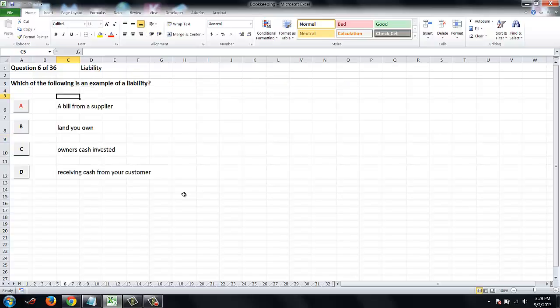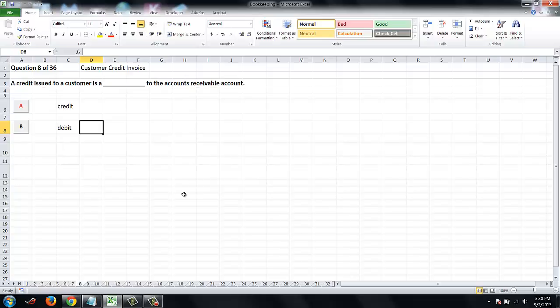Question 6. Which of the following is an example of a liability? A bill from a supplier. Question 7. What is an owner depositing his own money into his business called? A, capital. Question 8. A credit issued to a customer is a credit to the accounts receivable account. Letter A.